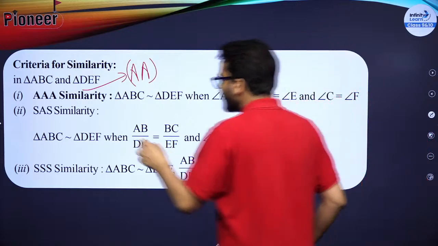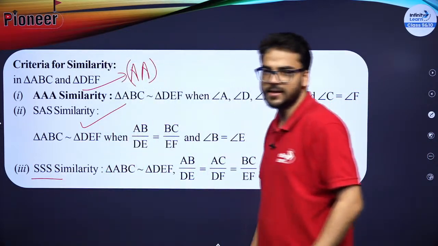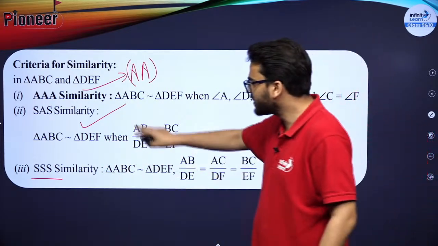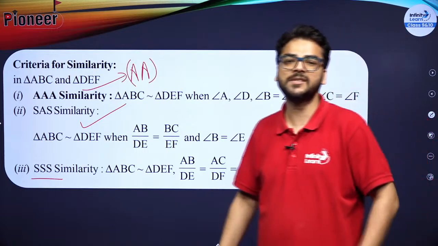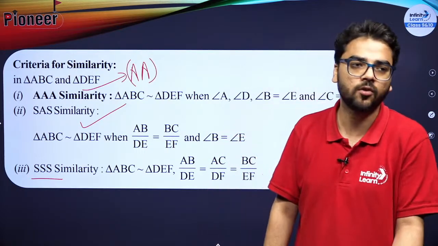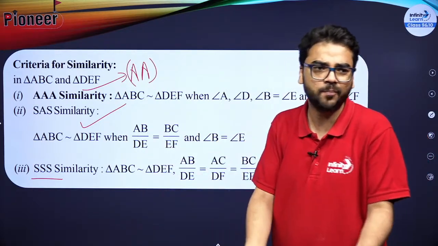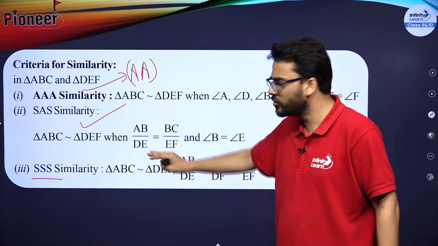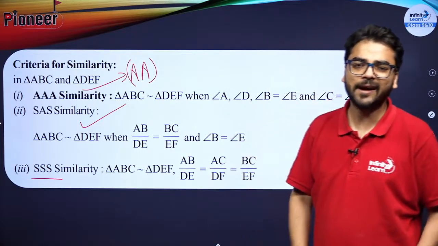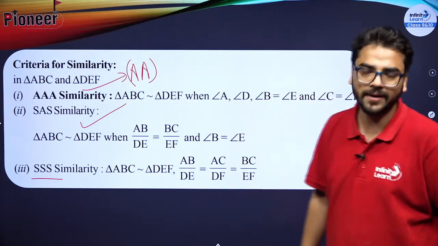Okay, now the SAS similarity criterion is there and the SSS similarity criterion is there. There is no other similarity criterion apart from this. You cannot cook up a similarity criterion as per your own wish. You got that? Because these can be proved, and I'm not doing the proof of these similarity criteria. I hope you understand that. We'll be directly going to questions after this. Any doubt in this thing, guys? Is this clear, Anshu? Any doubt in this, tell me.